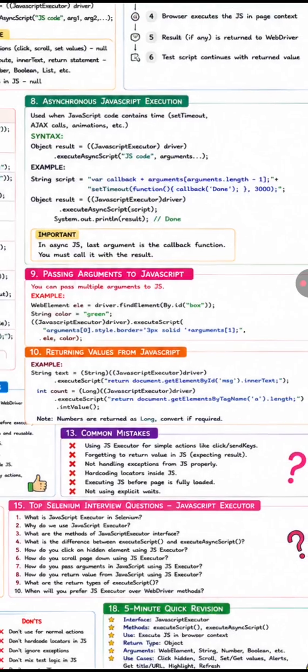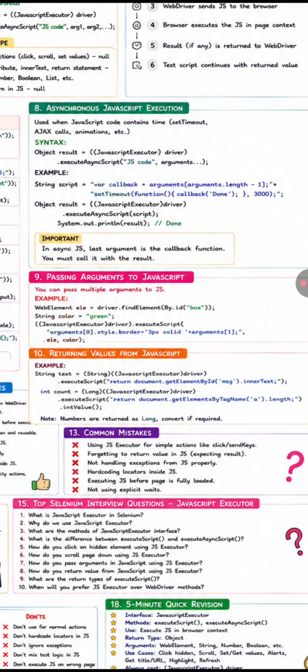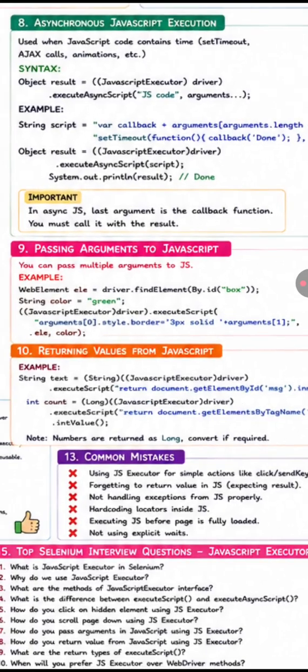Then there is passing arguments to the JavaScript, that is, we can pass multiple arguments to the JavaScript, as you can see on the screen: WebElement is equal to driver.findElement by id box. Here, string color we can take as green, and as the JavaScript executor executes the script, here we can pass multiple arguments that you can see on the screen.